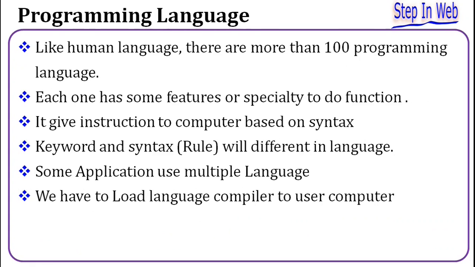Actually, a programming language gives instructions to the computer on how it has to behave, through its syntax. So keywords and syntax are the rules of a programming language, and they differ from language to language. As a programmer, you have to learn the different syntax and keywords and how they should be formed in code writing. Then only will the programming language communicate and give good results. We also have to load the language compiler onto our computer. Then only will the language be understood by the computer and give results.